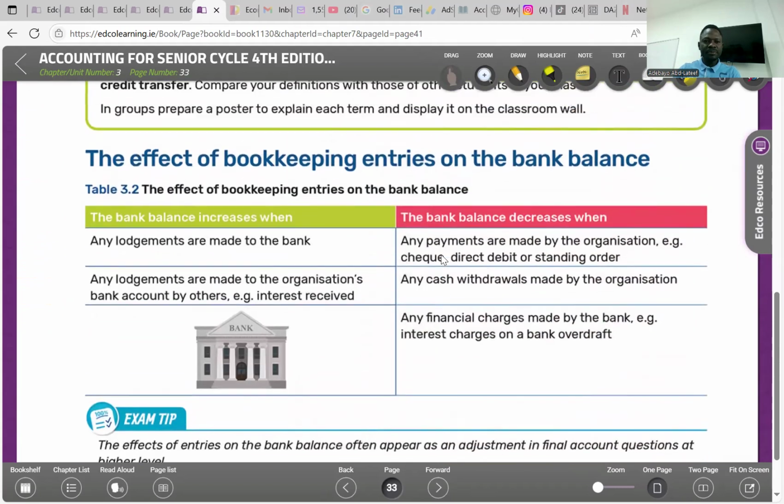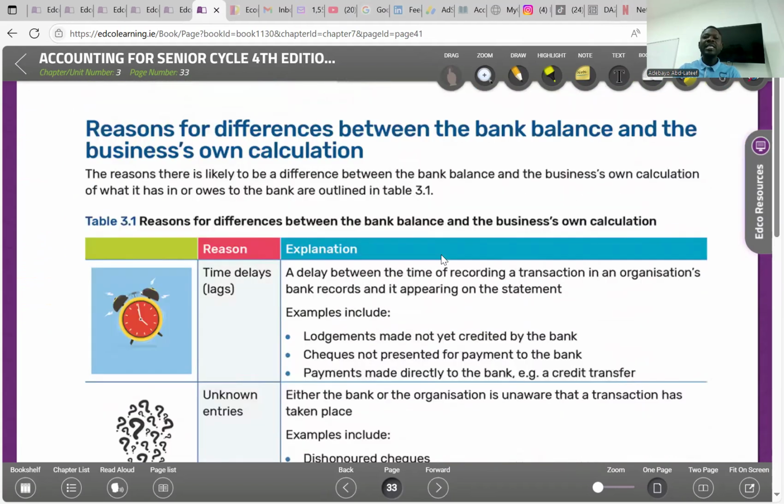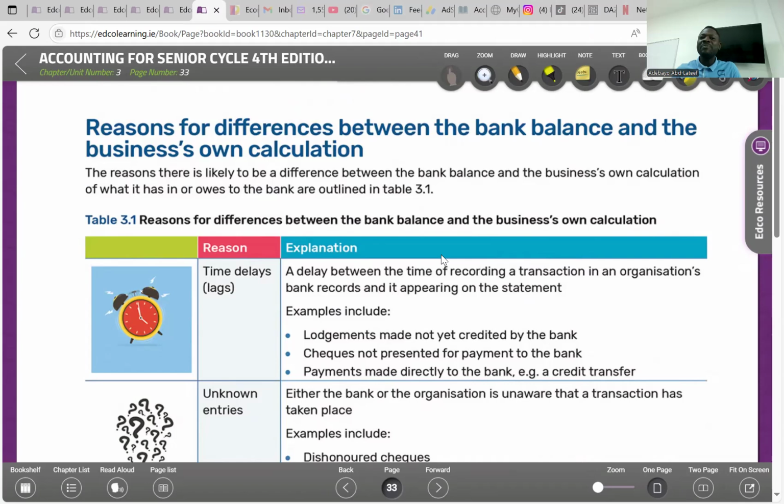So we go to the reasons for differences between the bank balance and the business's own calculation. What are the reasons why we could have differences between the bank balance and the business's own calculation?